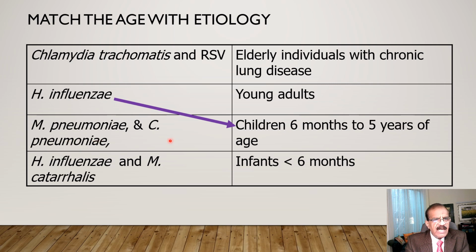Mycoplasma pneumoniae and Chlamydia pneumoniae in young adults. H. influenzae and Moraxella catarrhalis, elderly individuals with chronic lung disease. This is just a rough idea. Of course, there is an overlap.